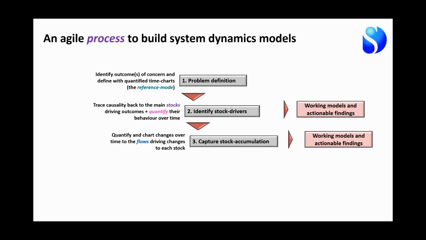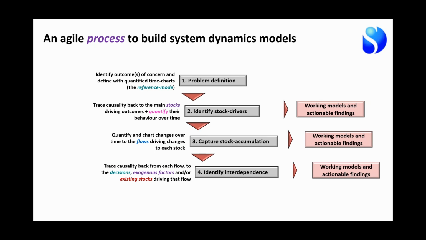Then we do the same process of quantifying and charting changes over time to the flow rates that cause those changes in the stock, and that's capturing stock accumulation. And again, we've got a working model that generates actionable findings. And then we trace the causality back from each flow to the decisions, external factors, and existing stocks to identify interdependence. And now we've got a working model of the situation.